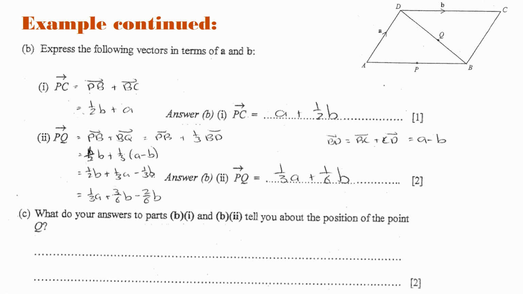So what do your answers to BI, this one, and BII tell you about the position of point Q? So PC is what we found in the first one. PQ is what we found in the second one. Have a look, are they scalar multiples of each other? Could you multiply this by something to get that exact thing? So try to think, that times what would have made 1/3 a? So that one, a times a third, would make a third a. So does this times a third equal a 6th b as well?